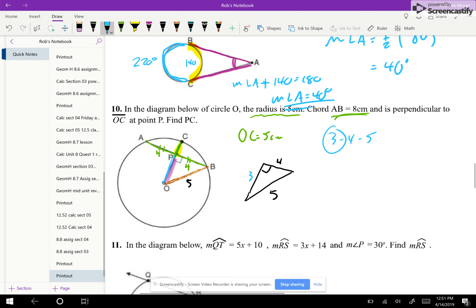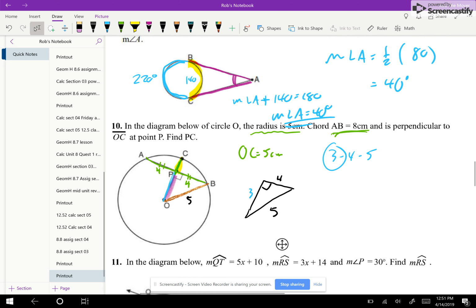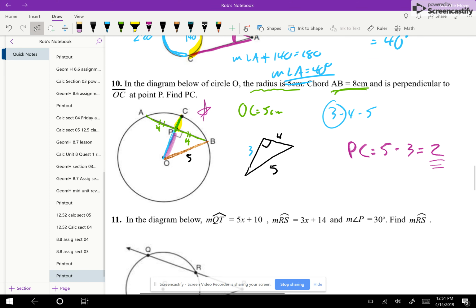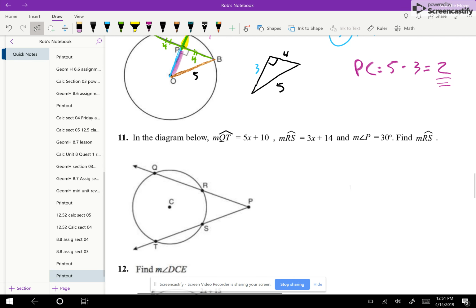And we are looking for PC, which is this small segment highlighted in yellow. So PC is 5 minus 3, which is 2. Okay. So this particular type of problem is done a lot easier if you draw in a smart radius. Okay.